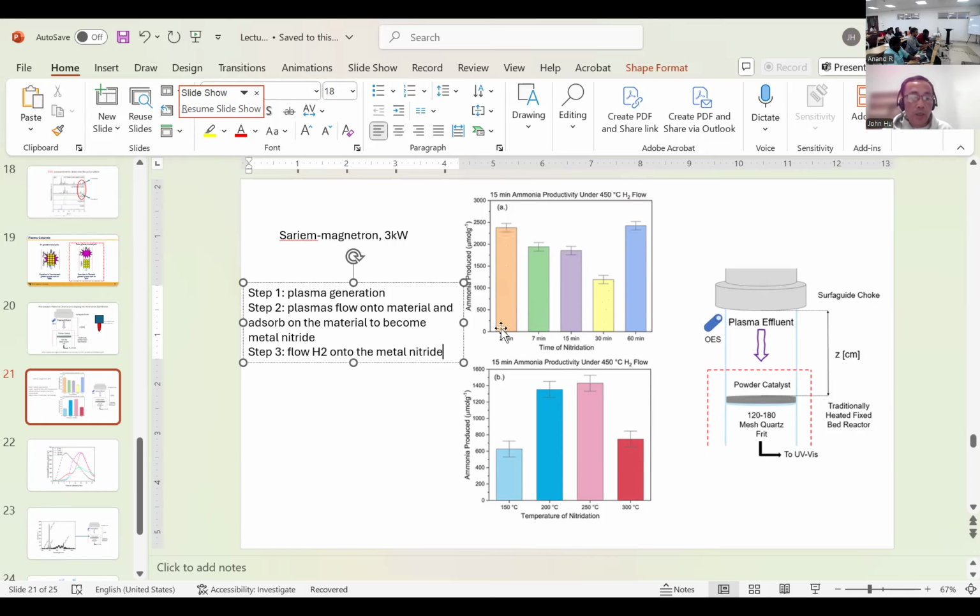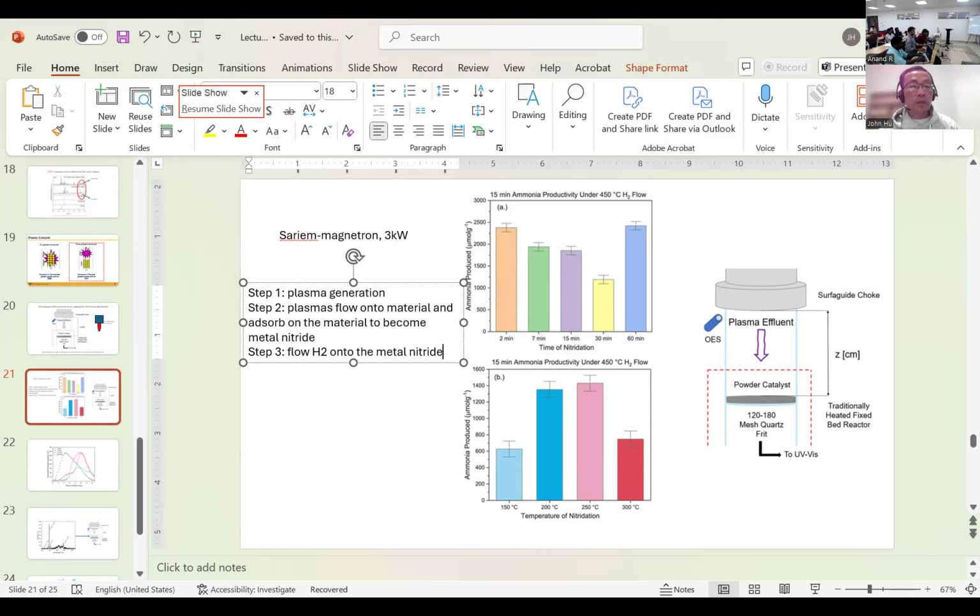So the height of a bar is from step 3. But each bar, the different color, is the treatment by step 2. So how long you treat it, and then in step 3, how much ammonia you can get. You can tell the pattern is all over the place. The reason is that people use the word so-called non-equilibrium plasma, because in this plasma region you have all kind of species.